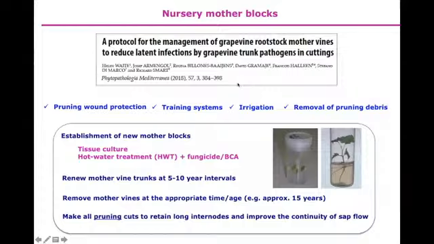Just to finish this section of nursery mother blocks, I recommend this paper where we establish a protocol for the management of grapevine rootstock mother vines to reduce latent infections by GTD pathogens in cuttings. We gave some recommendations regarding the establishment of mother blocks, renewal of mother vine trunk every 5 to 10 year intervals, removal of the entire mother block every 15 years, and make all pruning cuts to retain long internodes and improve the continuity of sap flow. This aspect will be addressed later in my presentation.